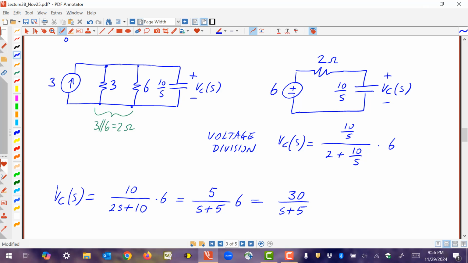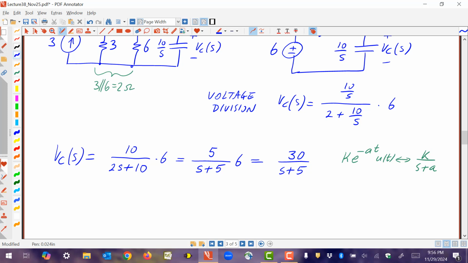Where we had this. I'll just write it from memory because it's pretty simple. K e to the minus AT, UT, this is a Laplace transform pair of K over S plus A. Here K is 30 and A is 5. So that means that when you do the inverse Laplace transform, VC of T is going to be 30 e to the minus 5T UT volts, right? So this is in volts.